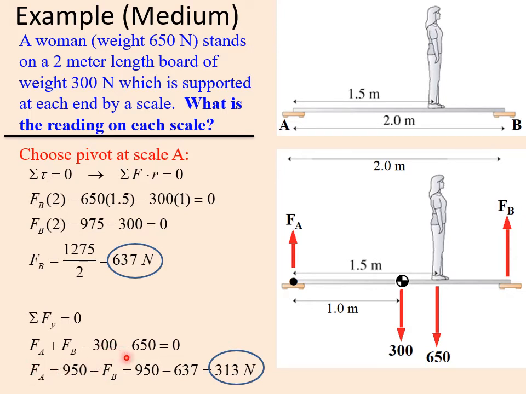All right, so we can solve this for FA. FA equals, we add these together and bring them to the other side. We get 950 minus FB when we move it to the other side. And remember, FB is 637. So our answer is 950 minus 637, which is 313 newtons. So that 313 is the reading on scale A, and scale B, remember, had a reading of 637.